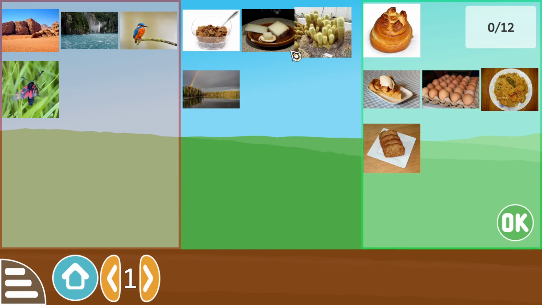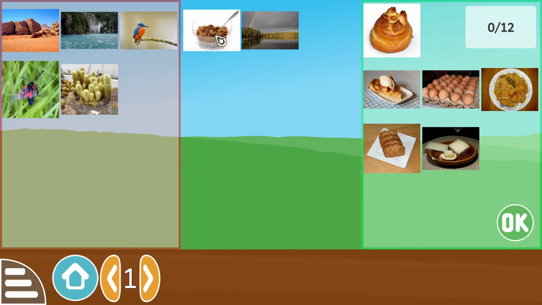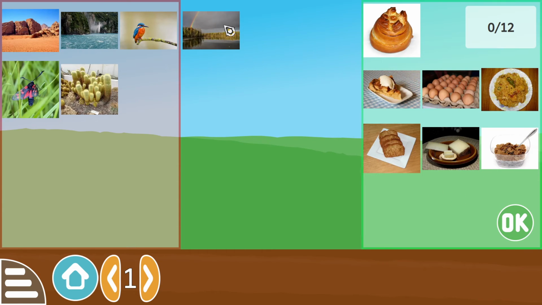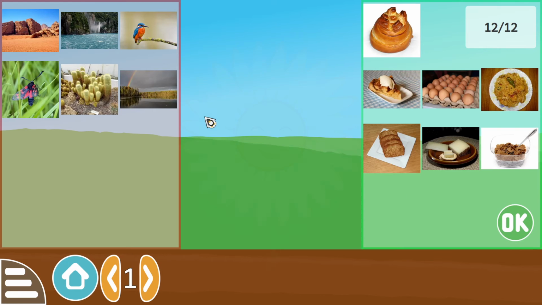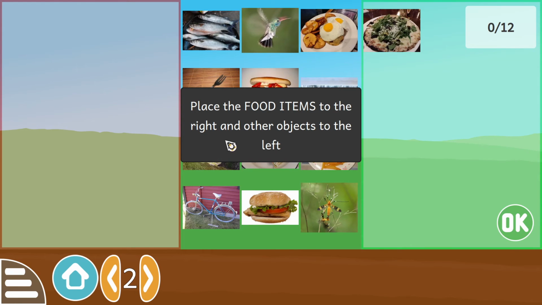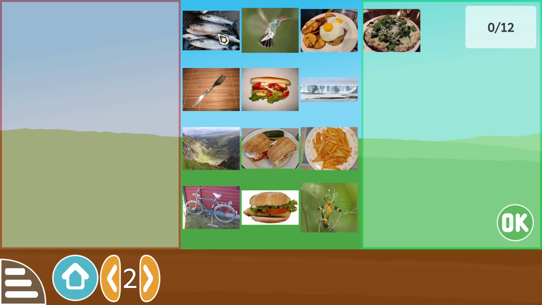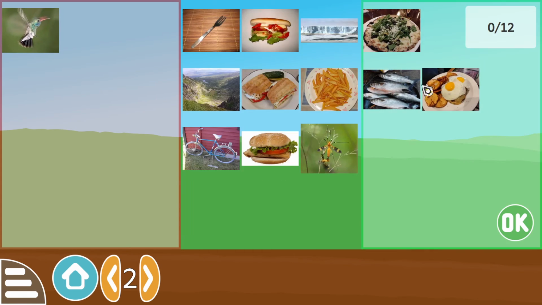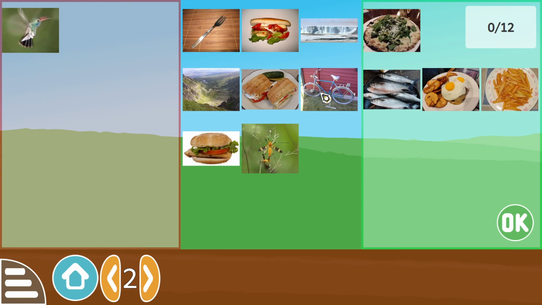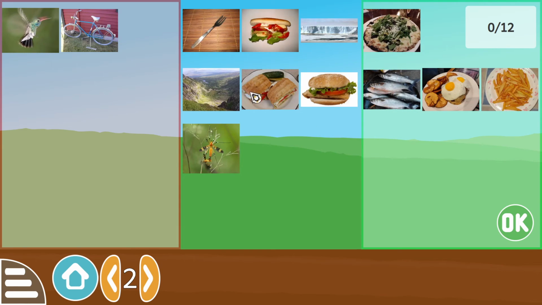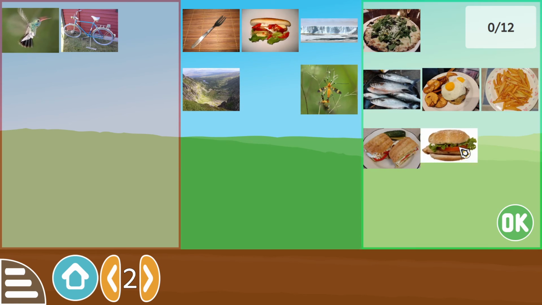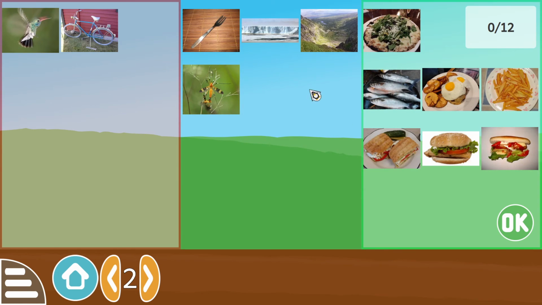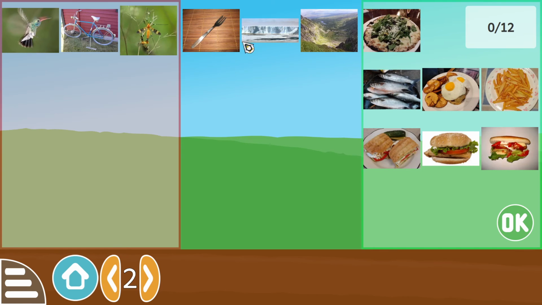Fried rice, banana cake, cactus, cheese. Looks to be a bowl of cereal without any milk. And lakeside. So food items to the right again. So they're fish that look like they're ready for sale. A hummingbird is not, but a fried egg is, as well as potato chips. A bike isn't. Some sandwiches, a hamburger, another sandwich, insect.